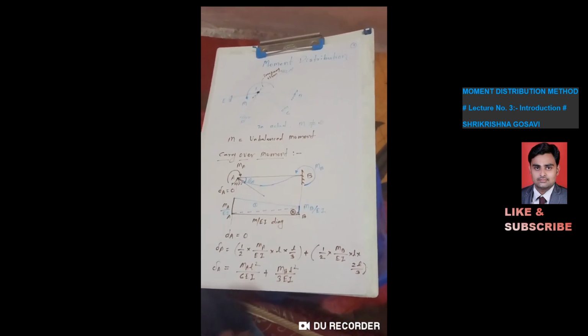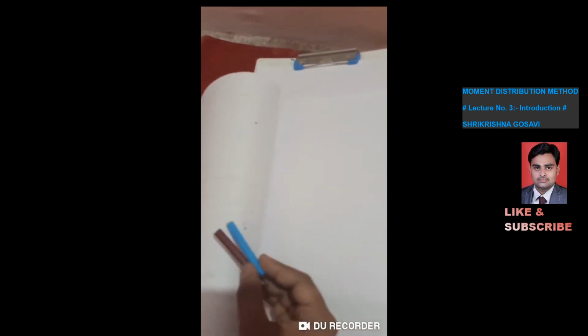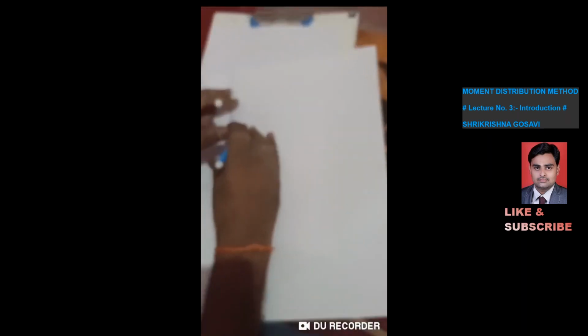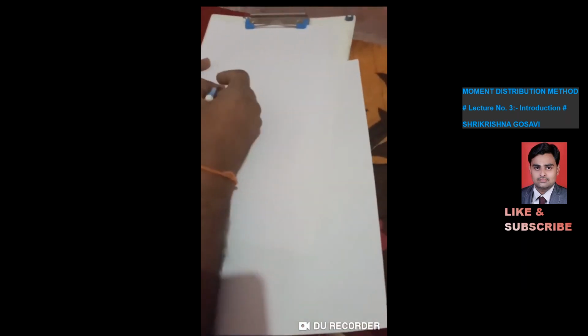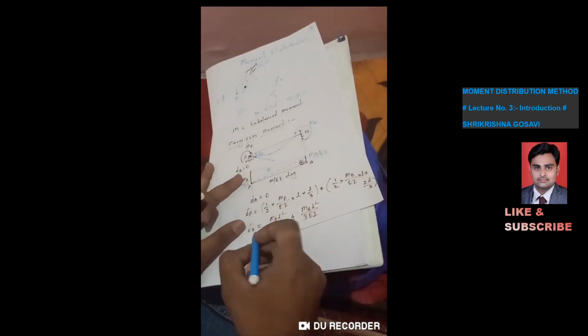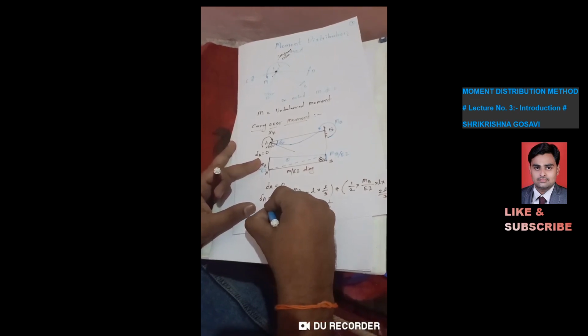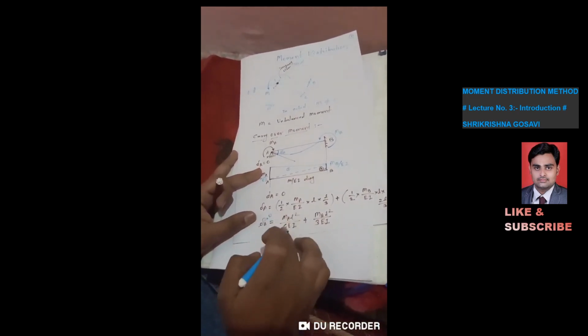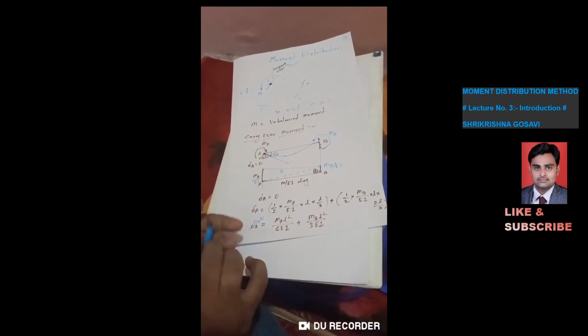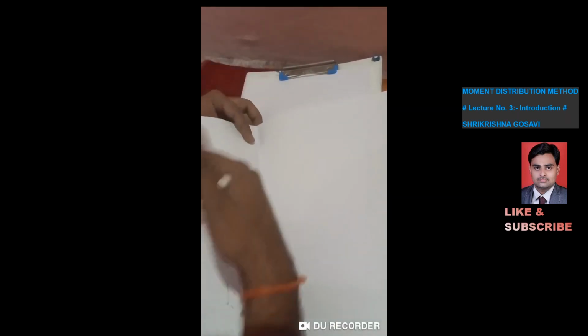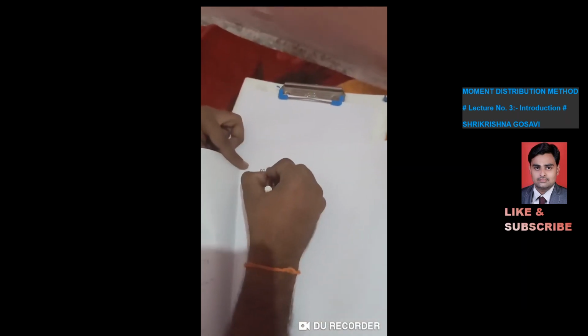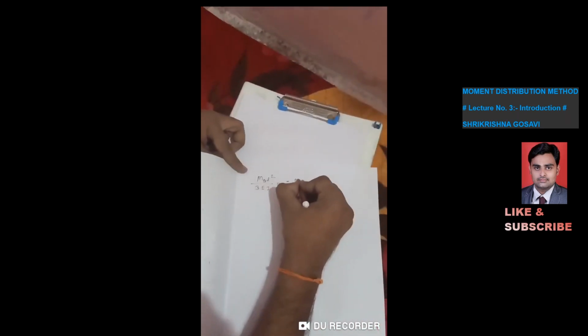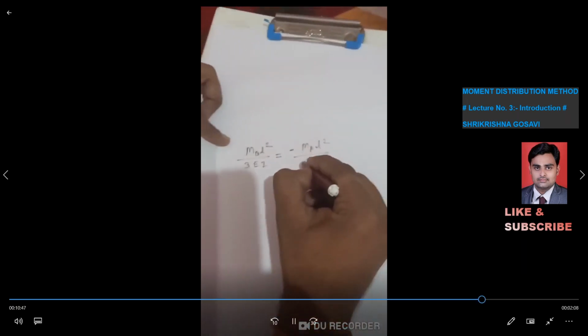Now we will solve this further. If we send the MA term to this side, because we know that the ultimate value of delta A is 0, we will send this MA L square upon 6EI to the left hand side. So what do we get now? Here it is MB L square upon 3EI, which must be equal to minus MA L square upon 6EI.